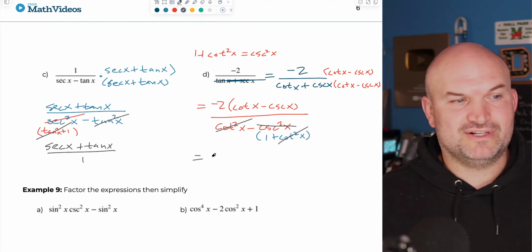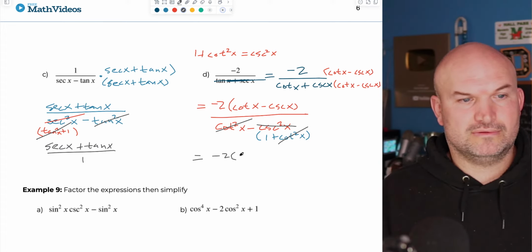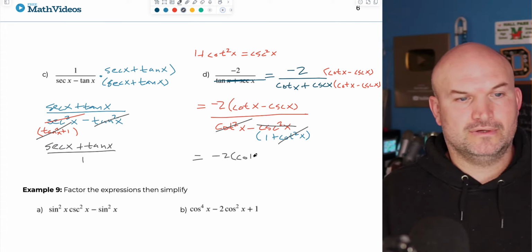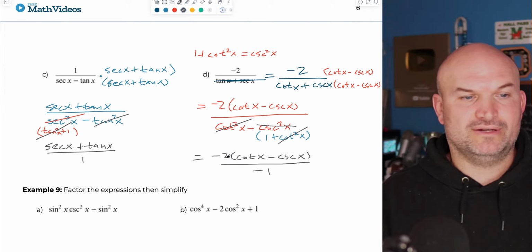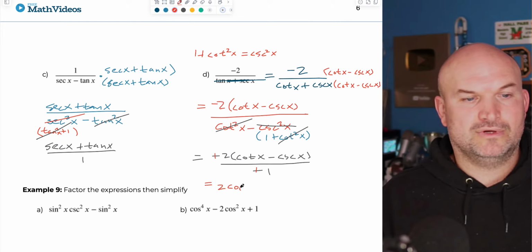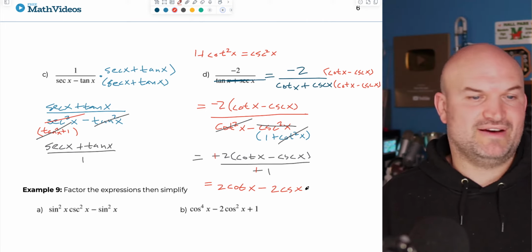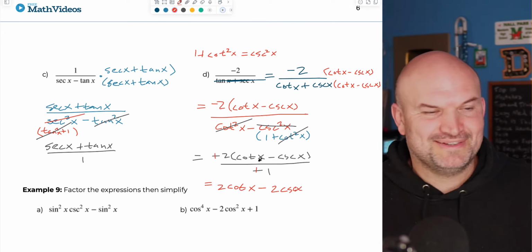So my final answer here is I have a -2 times a cotangent of x minus a cosecant of x. But then remember, there's a negative here, right? So that's all divided by -1. So now those are going to turn to a positive, and you can write your final answer as 2 cotangent of x minus 2 cosecant of x. So now we can go ahead and distribute that through. I'll have to double check that. Hopefully I worked that one out.